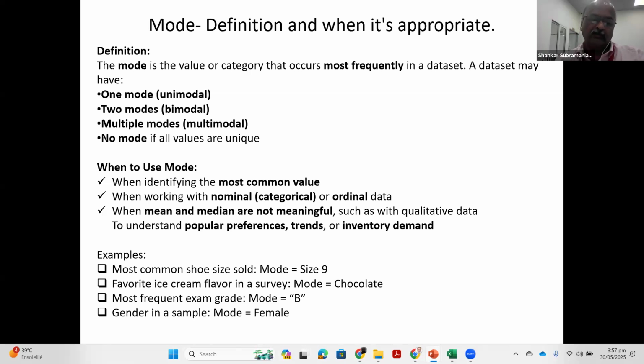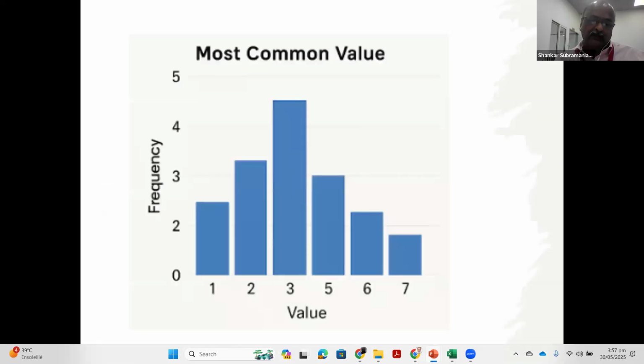So examples: the most common shoe size, for example, is let's say 9. Generally you look at the stores, they will have a maximum of size 9 because that's what you call a fast moving item. The favorite ice cream flavor in a survey can be chocolate, for example, so the stores will obviously keep more chocolate. The most frequent exam grade, let's say, is B, so you can classify that most of your students are getting a B grade. Gender is another sample. For example, if there are more females, it's more leaned or biased towards the female perspective.